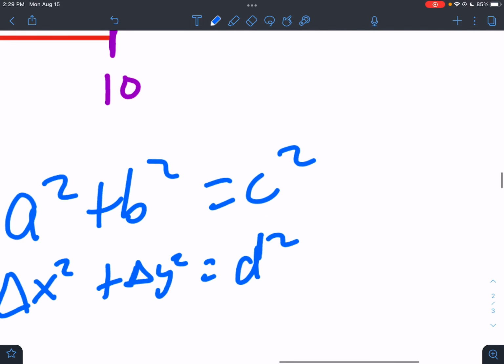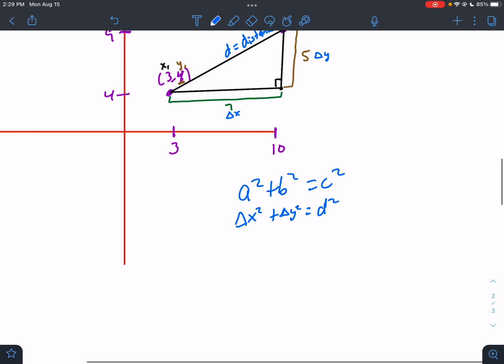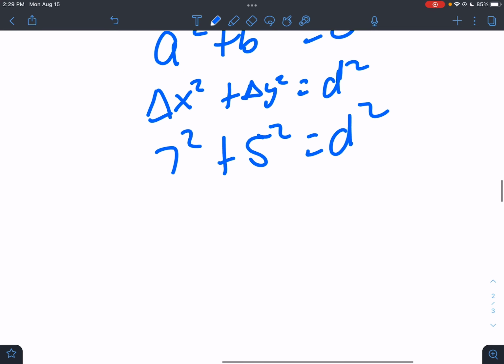So it's the exact same formula. We're just changing what we call a few things. Delta x squared is 7 squared. Delta y squared is 5 squared. And that is going to equal d squared, which we don't know. 7 squared is 49. 5 squared is 25. That equals d squared.